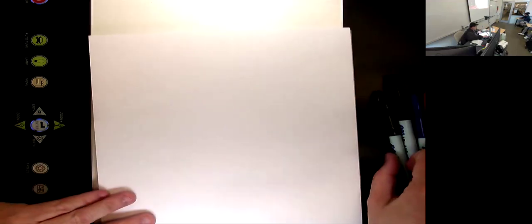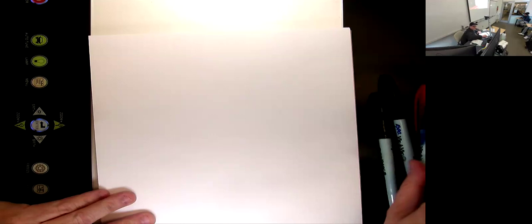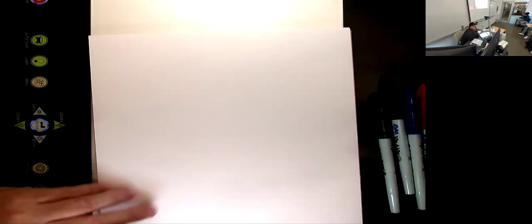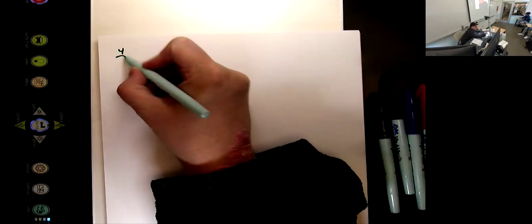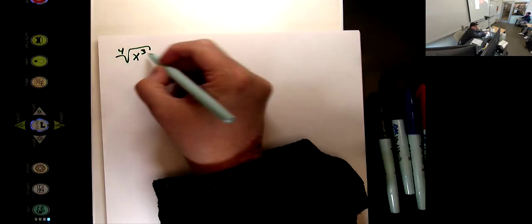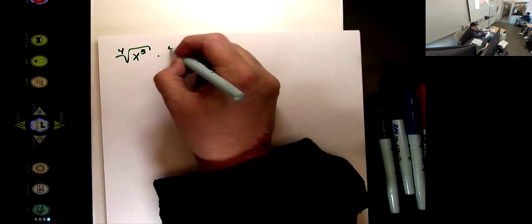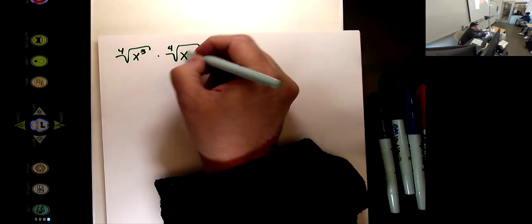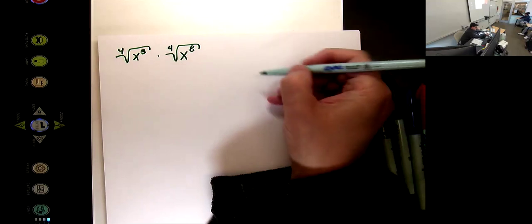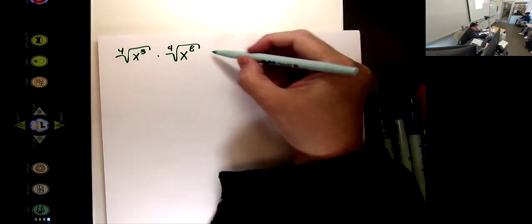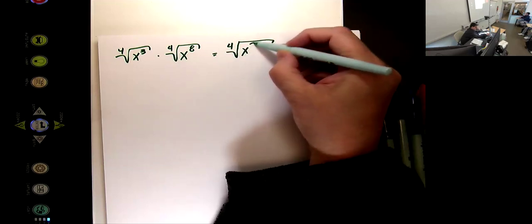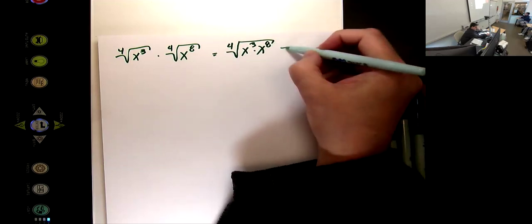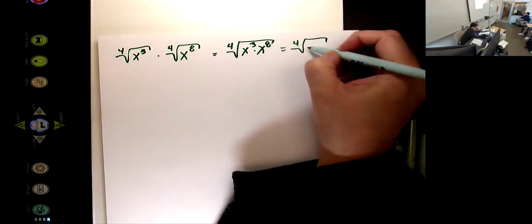All right. Then we looked at multiplying radicals. So we have the 4th root of x cubed times the 4th root of x to the 8th. This becomes the 4th root of x cubed times x to the 8th. They go together. And that was me doing the slow way of showing that.